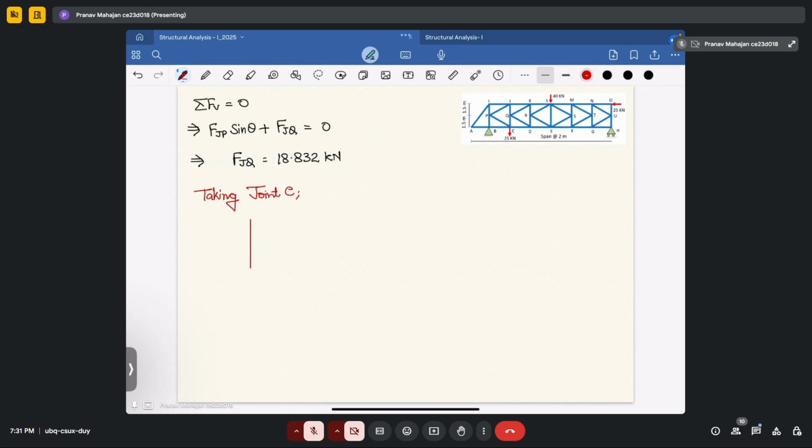your FBD for joint C will become this. This is 25 kilonewton. If this is joint C, it will become FCD. This will become FCQ. This is FCP, and this is FCB. Okay. Angle we have already calculated. If this is theta, then your this angle also is theta. We have told you earlier. So this angle will be theta.